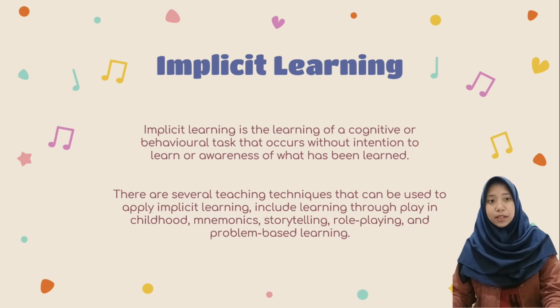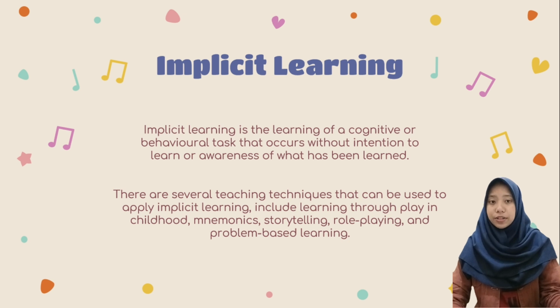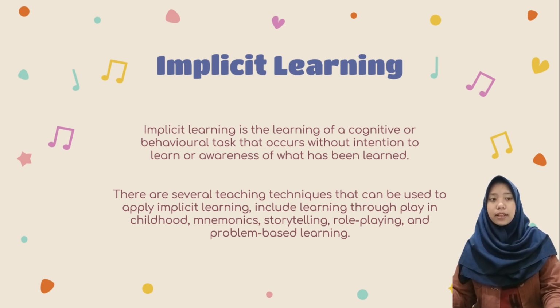The first principle is implicit learning. Implicit learning is the learning of a cognitive or behavioral task that occurs without intention to learn or awareness of what has been learned. It is characterized as a situation-neutral induction process whereby complex structures are learned without conscious awareness of what has been learned. There are several teaching techniques that can be used to apply implicit learning.